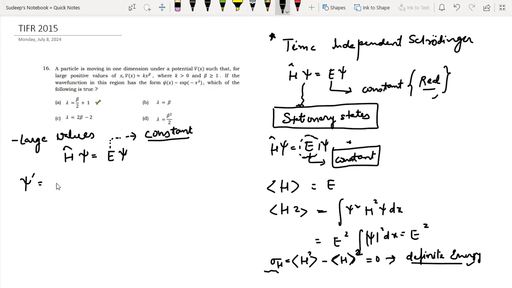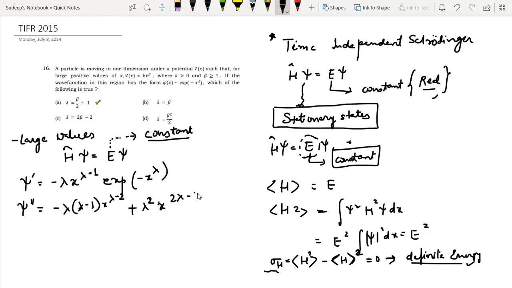So I'll simply do the first derivative, which is minus lambda x raised to power lambda minus 1 times exponential of minus x raised to power lambda. And if I take the second derivative, it will be equal to minus lambda into lambda minus 1 x raised to power lambda minus 2, plus lambda squared x raised to power 2 lambda minus 2, and this whole times psi. I hope I am not doing it wrong, because if I take the derivative of the exponential, it will become the exponential, and then the derivative of minus x raised to power lambda would be minus lambda x raised to power lambda minus 1. I hope it is clear.